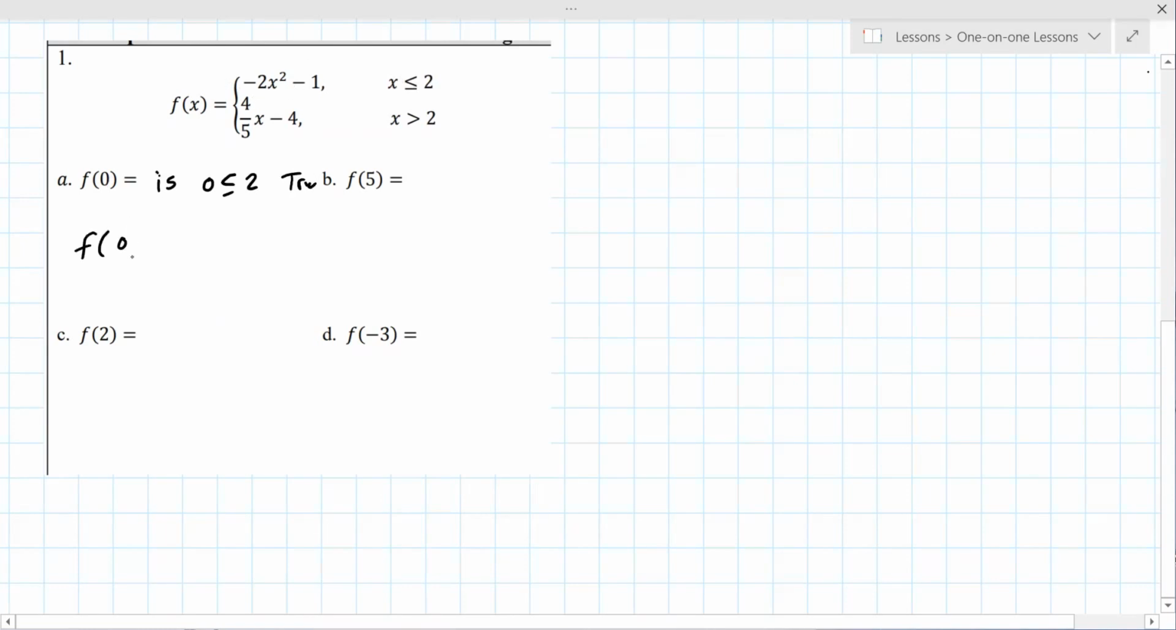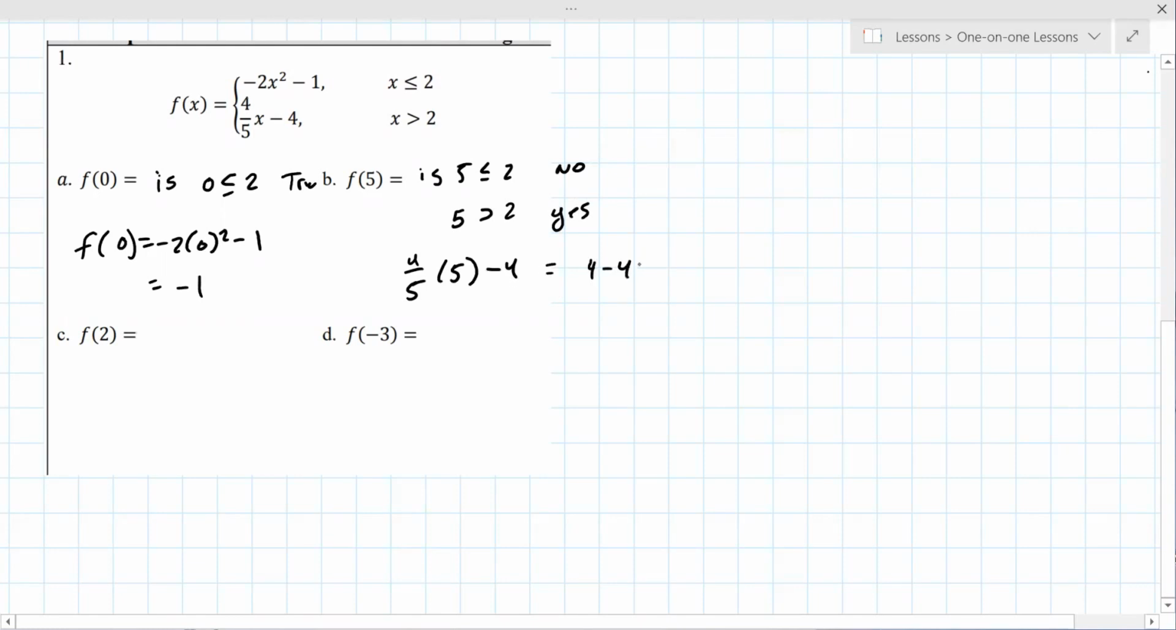We're going to do some graphing, but this is normally where it starts. So I'm just going to start here. This becomes -1. Then for 5, we say, is 5 less than or equal to 2? The answer is no. So you do know that because if one is true, then the other must be false. If the first one is false, the next one must be true. Is 5 greater than 2? Yes. So we put that into the second one. 4/5 times 5 minus 4. And that reduces to 4 minus 4, which is 0.